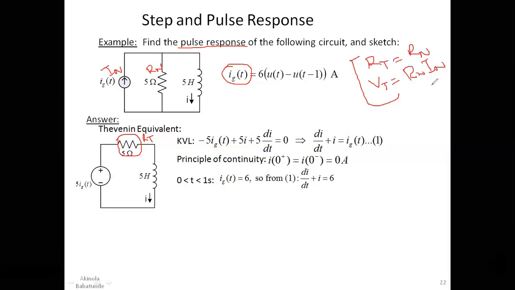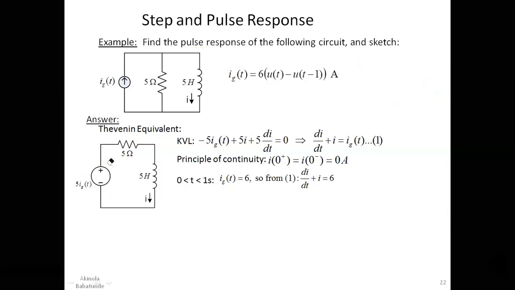To find our V Thevenin, it's going to be Rn multiplied by IN. Our Rn, we said, is 5. Our IN is Ig of t. So all you have here is 5 Ig of t as our V Thevenin. That is how we got this 5 Ig of t here. This is the Thevenin equivalent of this Norton circuit. Now that we have this circuit, it becomes easier to take our KVL.